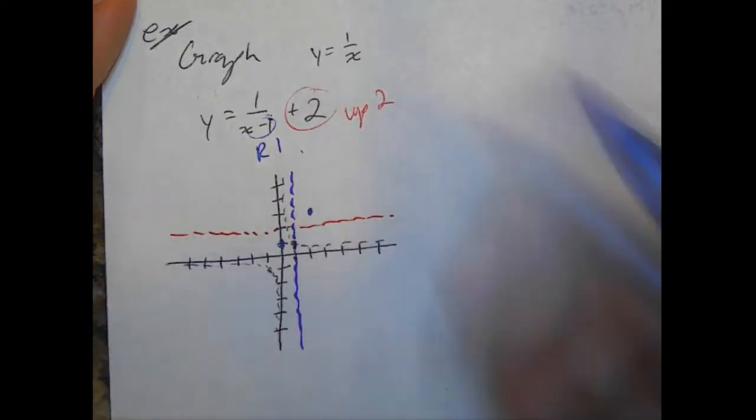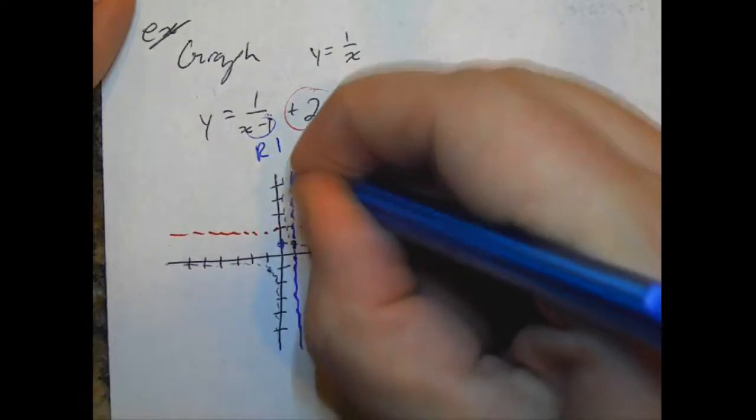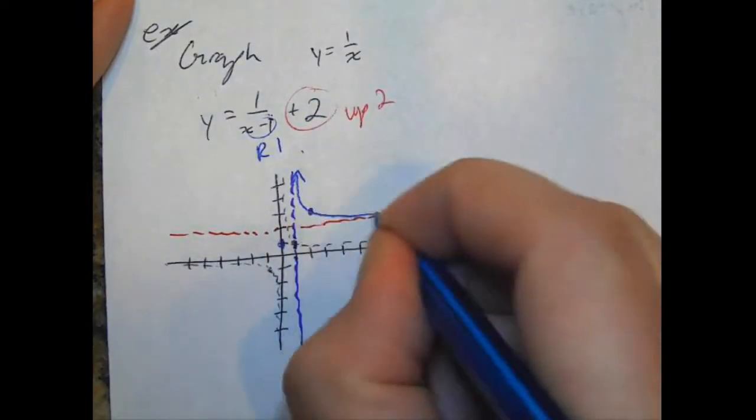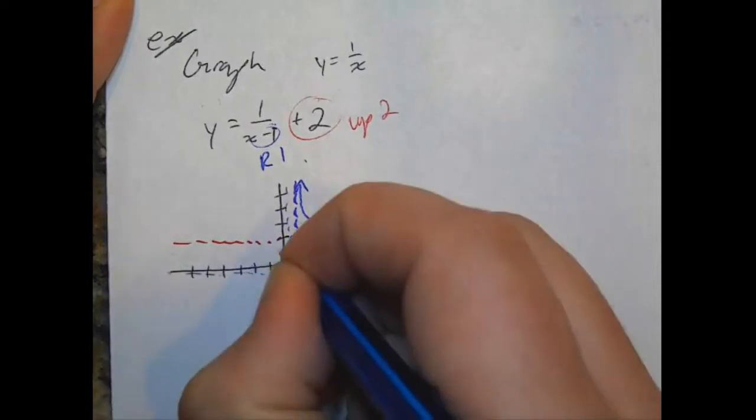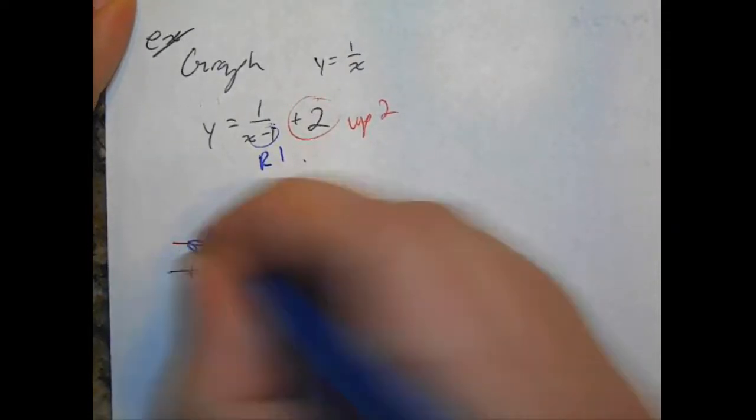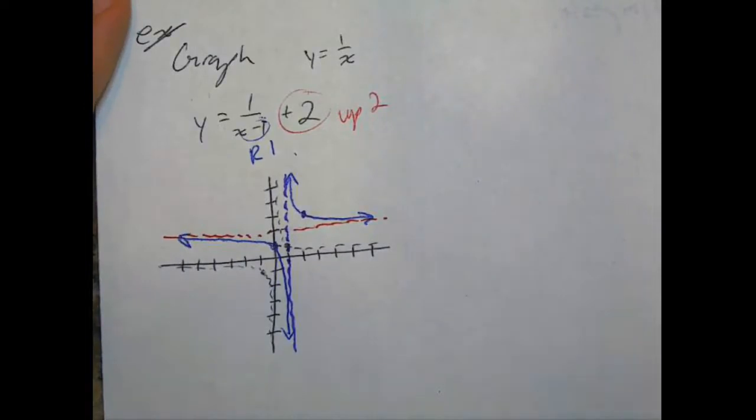So then to graph this thing, all I need to do is get closer to my asymptotes in either direction as I go, forever and ever. Beautiful. That's the graph I'm going to be looking for.